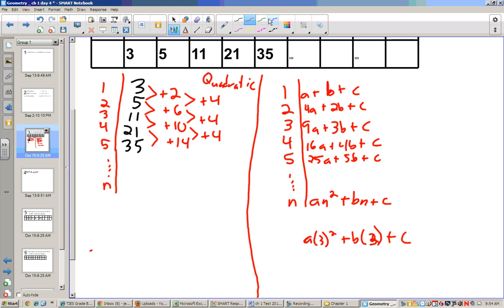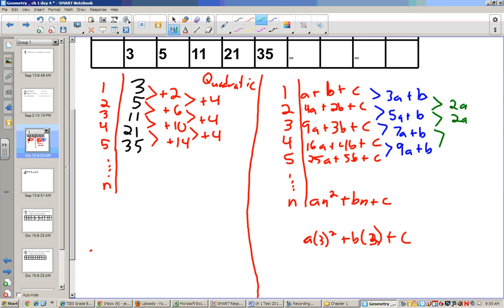Now we're going to want to take the difference of those values. So the difference is here. 4a minus a would be 3a, plus 2b minus b would just be 1b, c minus c is 0. Take the difference here, we'll have 5a plus 1b. The difference here would be 7a plus 1b. The difference here would be 9a plus 1b. Now, we can take the second difference. So if I take the difference of these, I'll get 2a, 2a, and 2a.